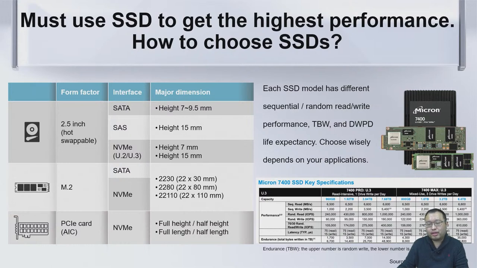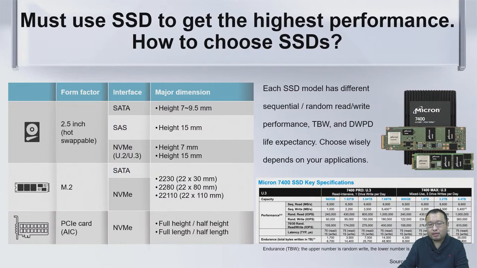For example, based on the 2.5-inch form factor, there's SATA, which is usually 7 to 9.5 millimeters in height for the SATA SSDs. SAS SSDs are usually about 15 millimeters in height. The characteristic of SAS SSDs is that most of them are dual port, so they are used in data centers for dual controller servers. Another 2.5-inch SSD is the NVMe SSD. You may often hear them called U.2 or U.3 SSDs. Typical heights are 7 and 15 millimeters.